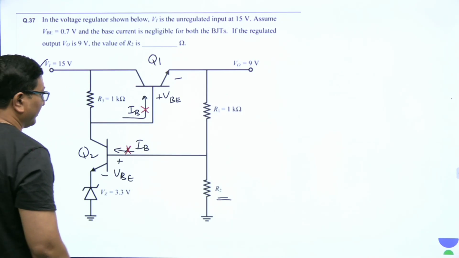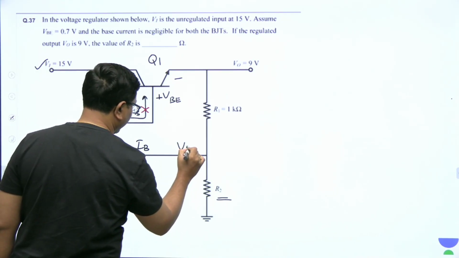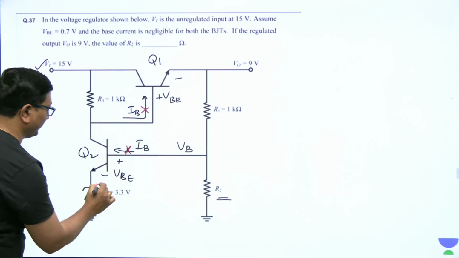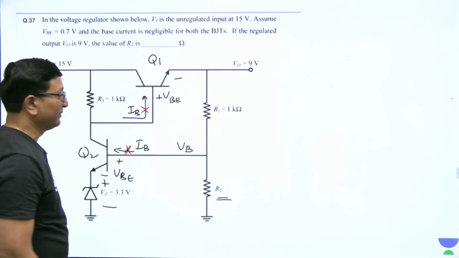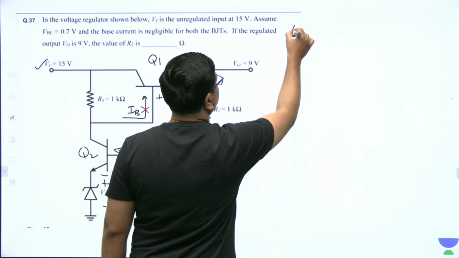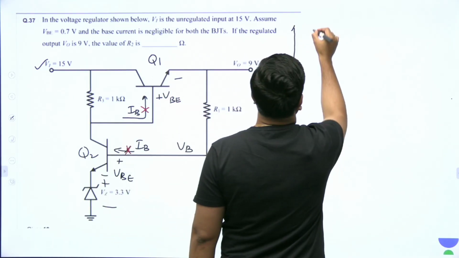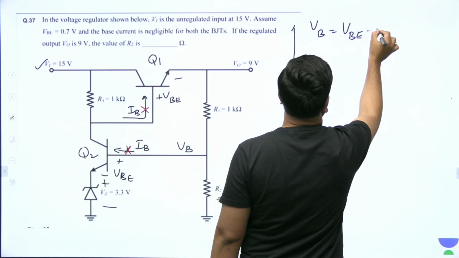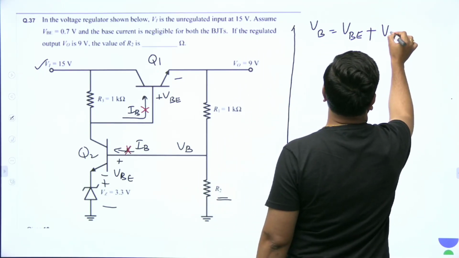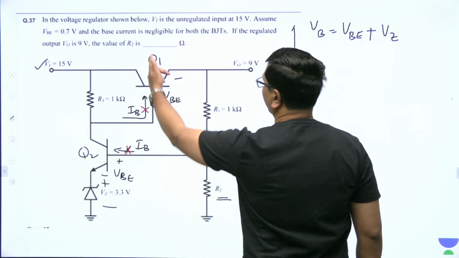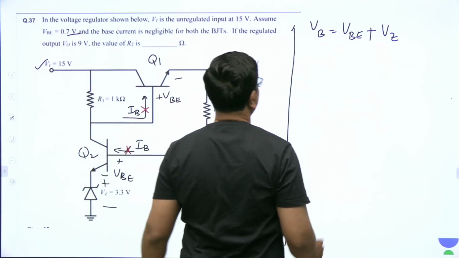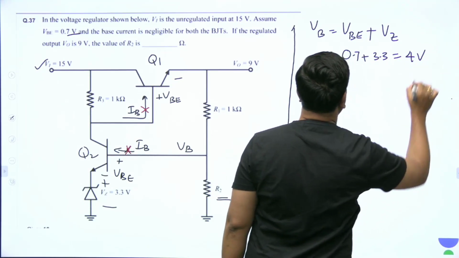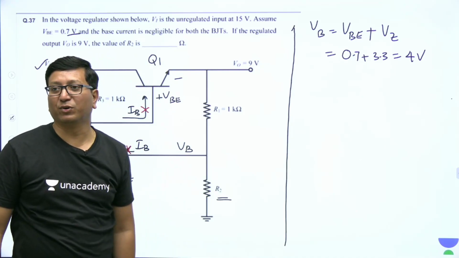Once you neglect IB, then I can write this voltage as base voltage VB, it is just nothing but VBE plus VZ. VZ has polarities like this. So I can write here VB is equal to VBE plus VZ. VBE is given as 0.7 volts and it is 3.3. 0.7 plus 3.3 is equal to 4 volts. VB we have got it to be 4 volts.